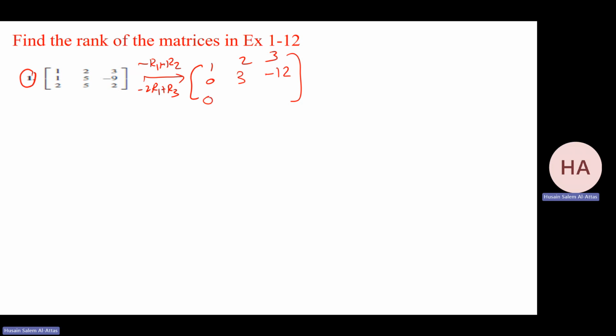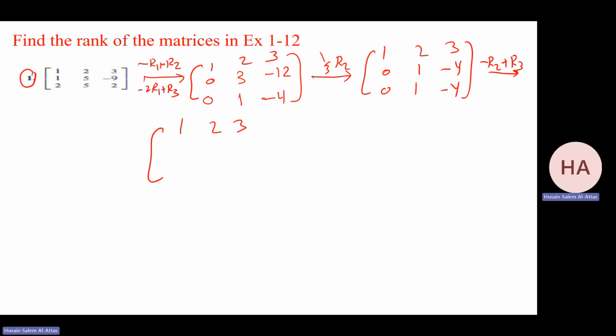Minus 2 and add, that is 0. Minus 2 and add, that is 1. Minus 2, that will be minus 2 minus 6 plus 2, minus 4. So now we multiply the second row by 1 over 3. 1, 2, 3, 0, 1, minus 4, 0, 1, minus 4. Second row by minus 1, add to the third. I have 1, 2, 3, 0, 1, minus 4, 0, 0, 0. So very clear, the rank of A is 2.